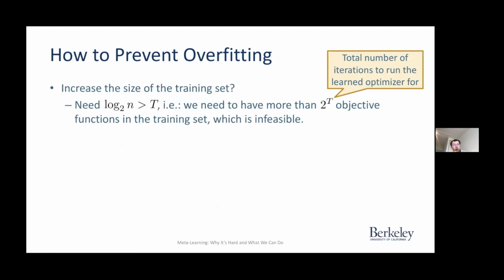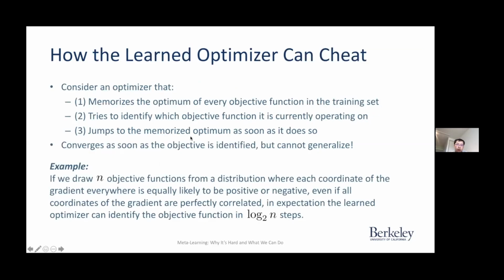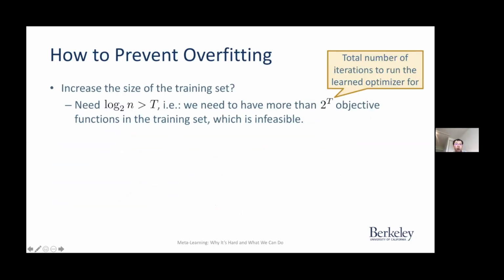Now, that causes a big issue, because we want to prevent overfitting. We don't ever want an optimizer that exhibits this behavior. We need to think about what we can do to discourage that, to prevent that. One option, of course, when you have overfitting, is to try to increase the size of the training set.